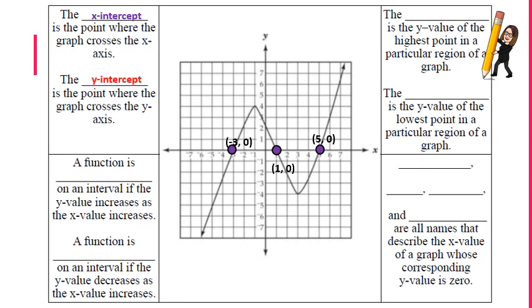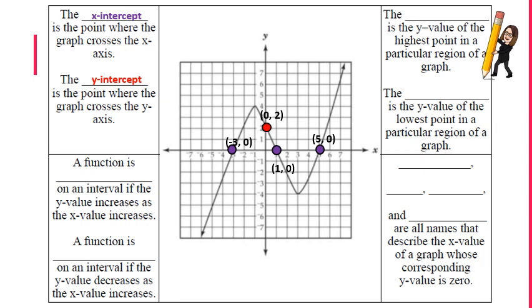The blank is the point where the graph crosses the y-axis. It's the opposite. It's going to be the y-intercept. And because this is a function, we should only have one y-intercept in order to pass the vertical line test. And that y-intercept is +2.